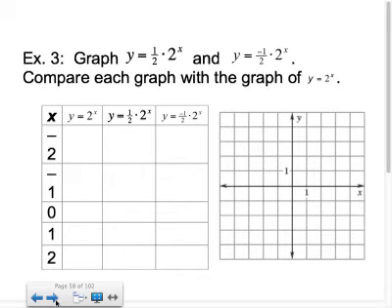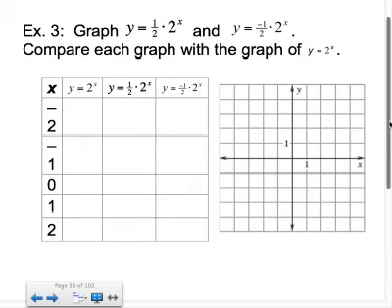All right, example 3, we're going to look at how these graphs are related. So we're going to go ahead and graph a couple different ones. We already had the one from the previous screen, so let me just, I apologize. This should be a -2, -1. I don't know why that got goofed up there.